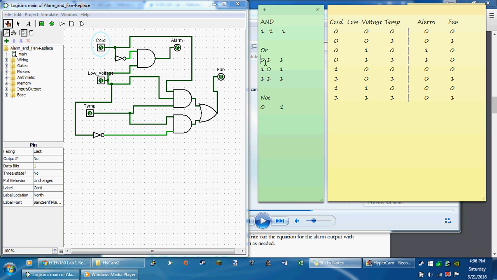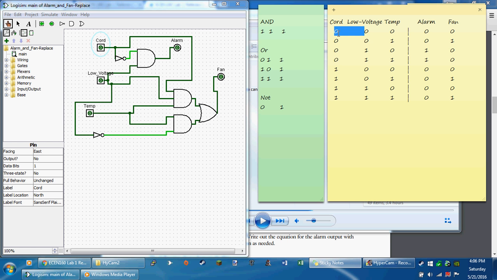For OR gates, if at least one of the inputs is on, then that means that the output is going to be 1 also. If both of them are 0, then the output would be 0. That's the only exception. NOT gates reverse the output. Say, when you put in 0, you get 1. When you put in 1, you get 0.